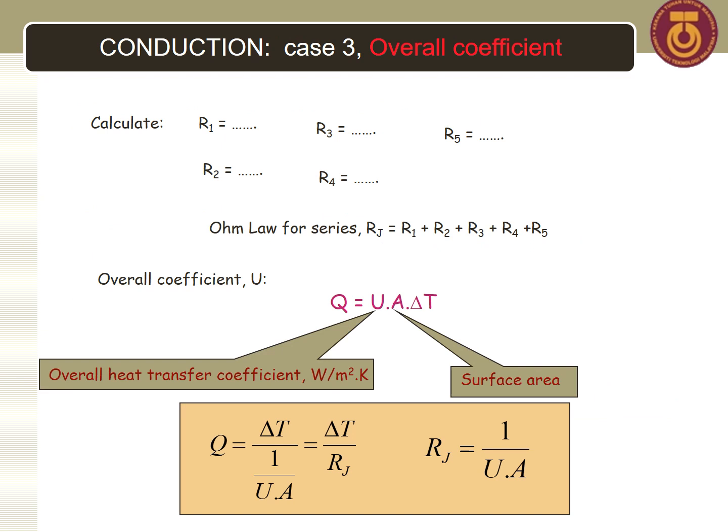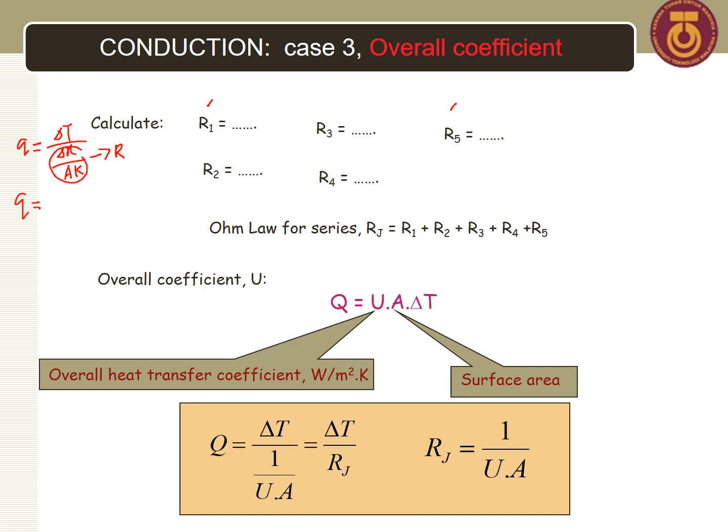Now let's proceed to calculate all the resistances. We know that R1 and R5 are due to convection, and R2, R3, and R4 are due to conduction. So they have different formulas, because we know for conduction Q equals delta T over delta x per AK. So this is for conduction: delta x over AK.